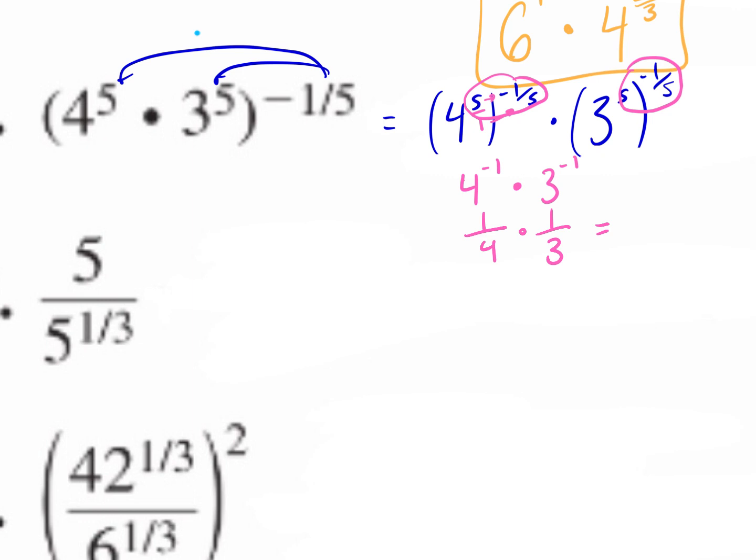What can I do next? Multiply them together. So multiplying fractions, we multiply the tops together and multiply the bottoms together. So this would be 1 over 12.